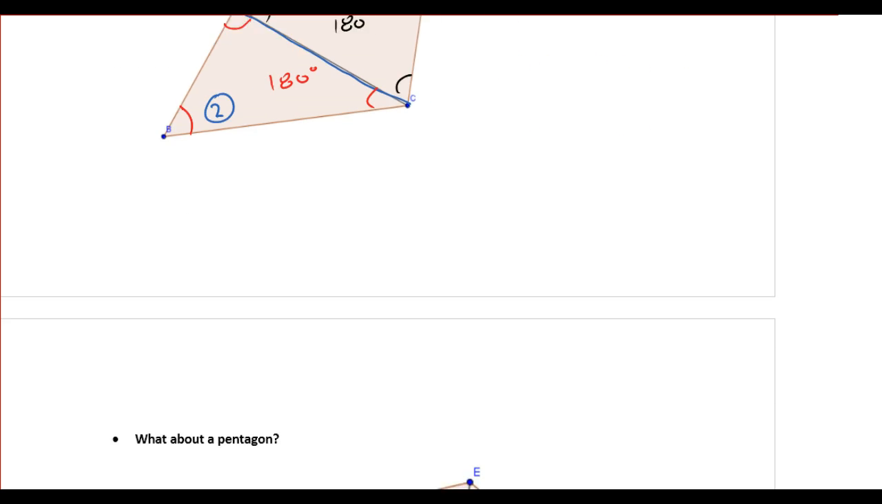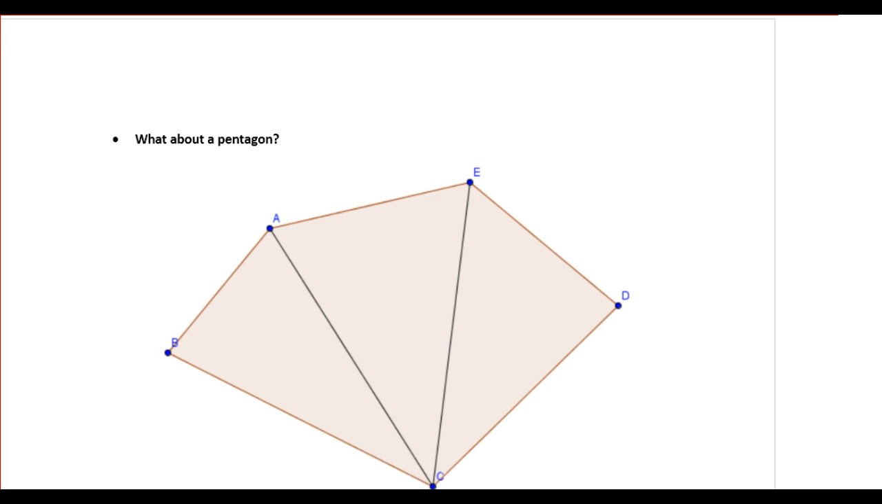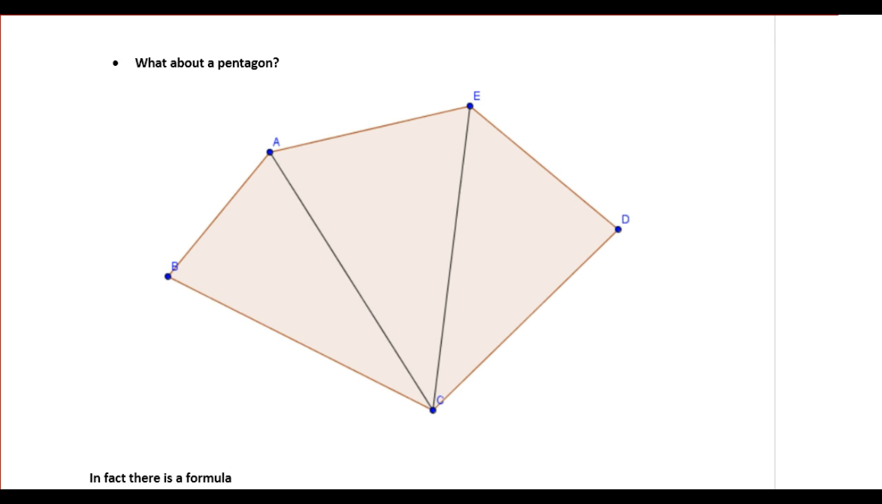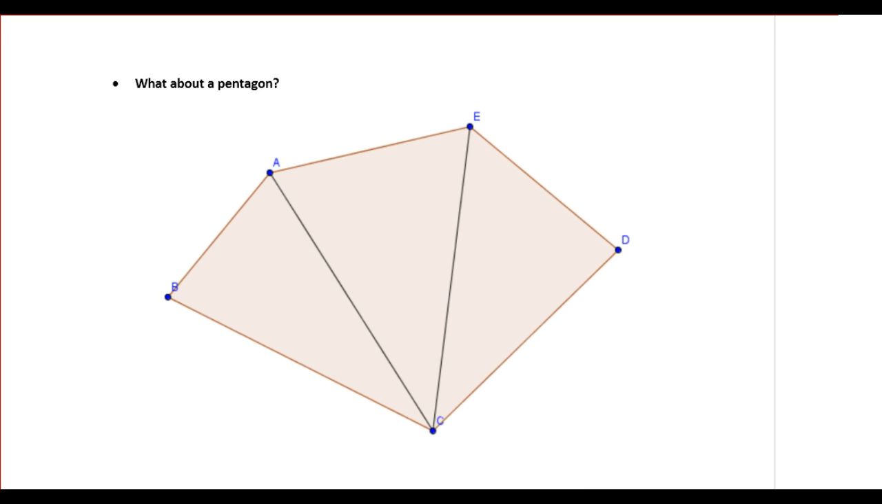Okay, what about if we have a pentagon? Okay, so there's a pentagon. And again, that's a 5-sided figure. And look what happens when we draw a couple of diagonals in the pentagon. What we end up getting is 3 triangles. So there's one triangle, there's the second triangle, and there's the third triangle.